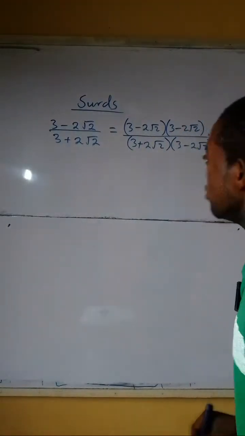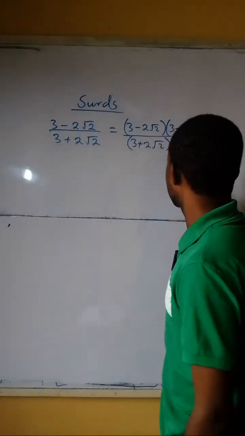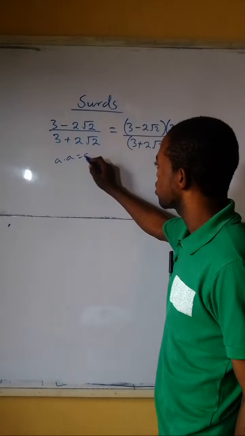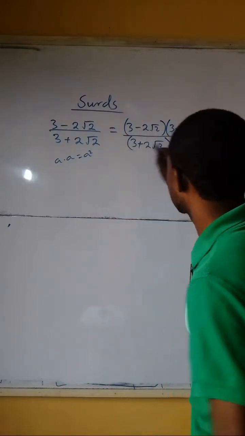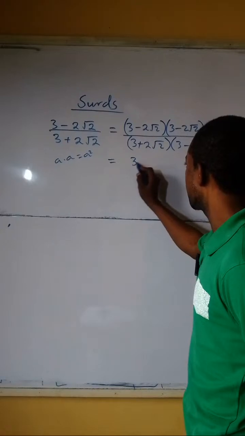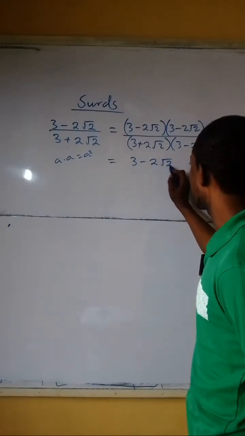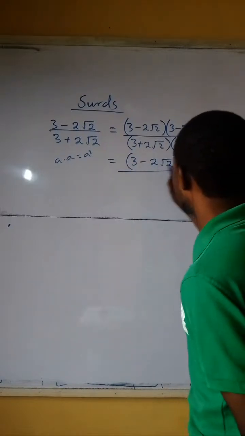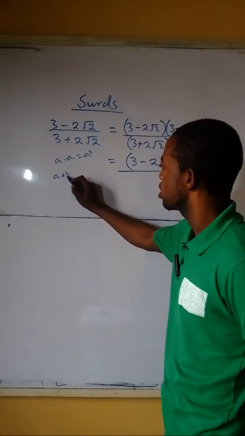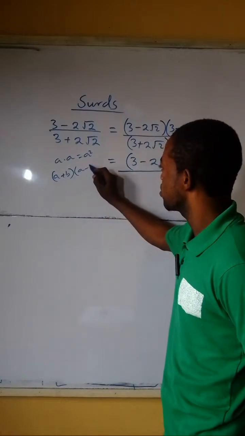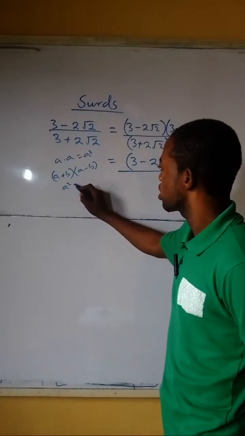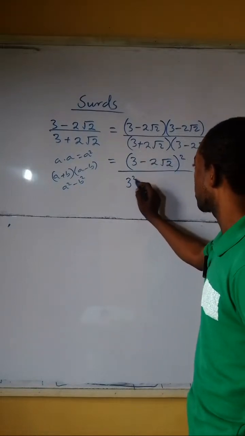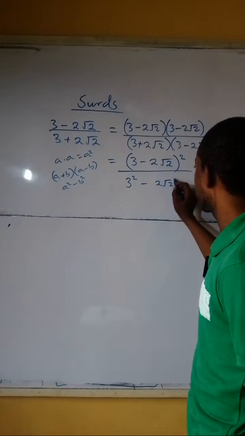That is, next step now, we can expand this. And from what we have up here, it follows when we have a times a, which is a squared. That is the same thing inside the brackets. So here we can write it as 3 minus 2 root 2 all squared. Then divided by, the denominator here also follows from when we have a plus b into brackets, then open brackets, a minus b, which is a squared minus b squared. That is the difference of two squares. Then here now, this is 3 squared minus 2 root 2 all squared.